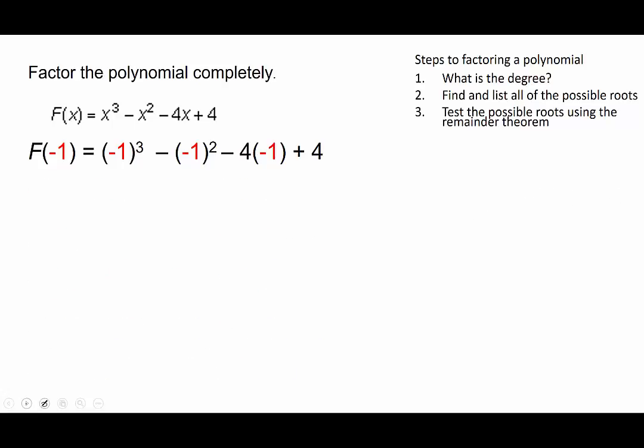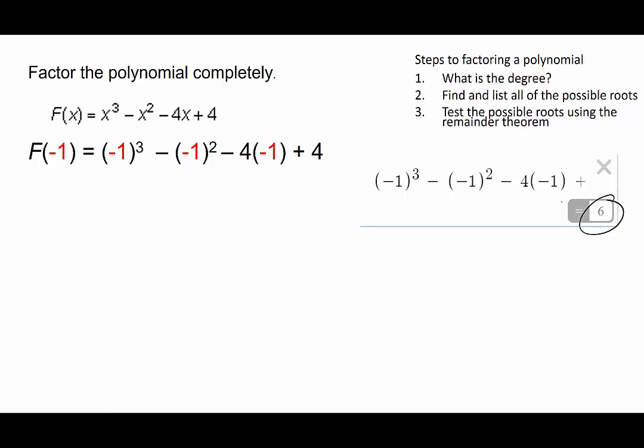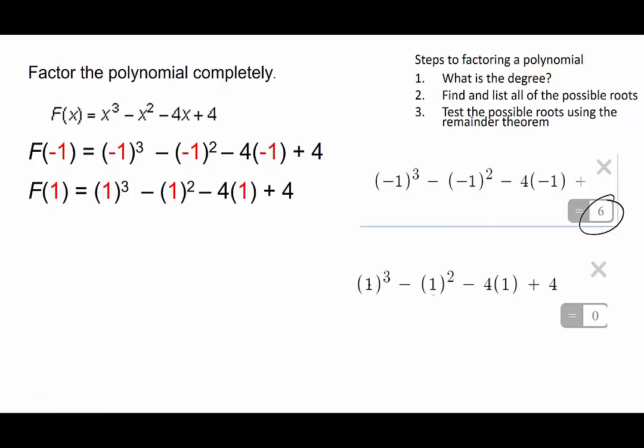So I didn't have to do this by hand. I plugged it into Desmos, and this right here gives me the answer when I substitute this number. So when I plug in -1, I get an answer of 6. So this is obviously not a root. Next, let's plug in +1. So I can see that 1, take away 1 is 0, take away 4 plus 4, I get a remainder of 0. So 1 is a root.